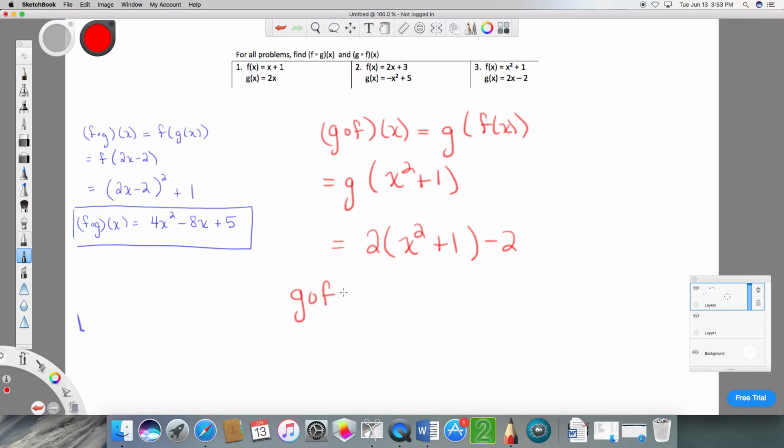So this g composed with f is 2x squared plus 2 minus 2. The 2's cancel, so it's just 2x squared.